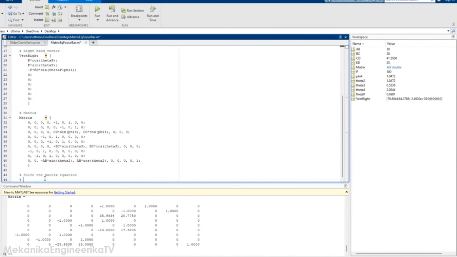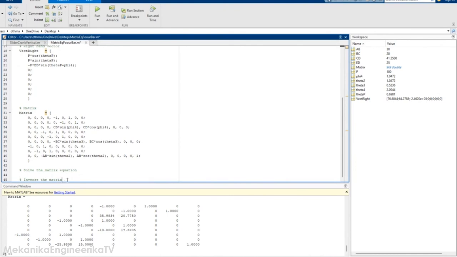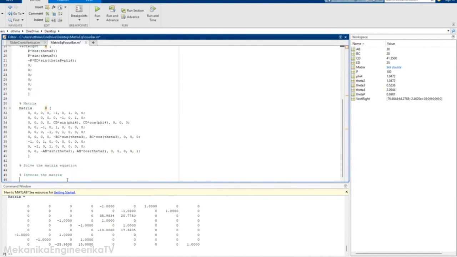And first, I need to invert the matrix. So I need to tell MATLAB to invert the matrix. I will name it any name you want, but for me it's just to have expressive names. I will name it inf matrix. This is where MATLAB will store the inversion of the matrix.